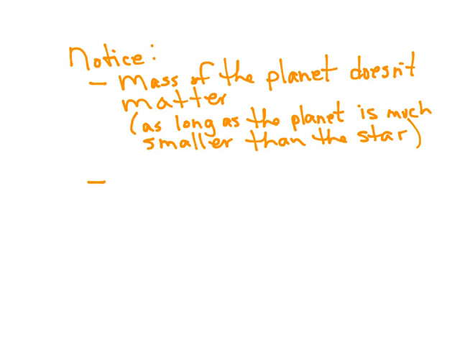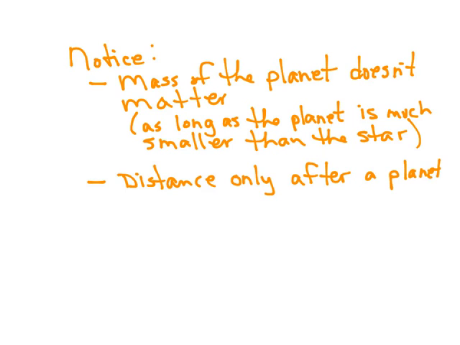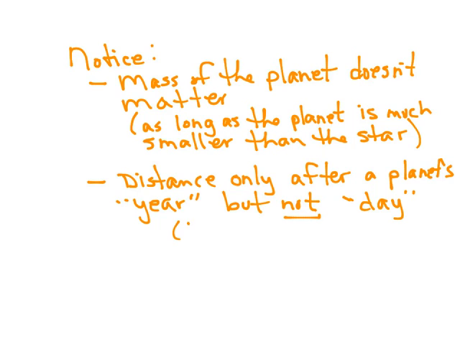Also notice, distance only affects the year for a planet. Say a planet's year. That is the time for one orbit. But not a planet's day. That is the time for one rotation on its axis.